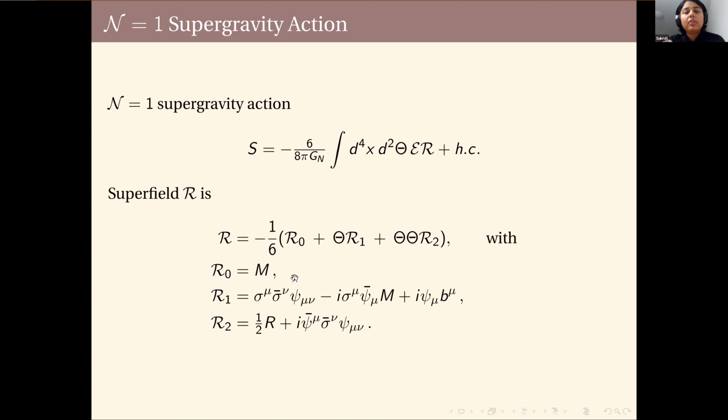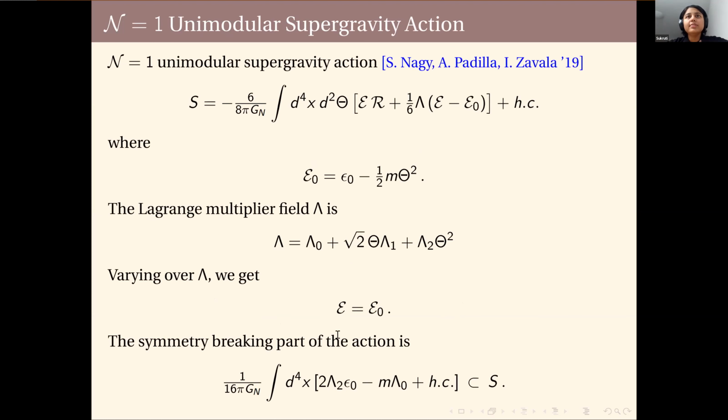And then I show the components of the chiral superfield R. The lowest component is the auxiliary scalar field M. And here, the spinor component also has this auxiliary field, which is a vector field, B mu. And then the Ricci scalar appears in the highest component here. So first I showed you the simple N equals 1 supergravity action. And now, similarly to how the unimodular gravity action is written, we write this Lagrange multiplier term in to get unimodular supergravity.